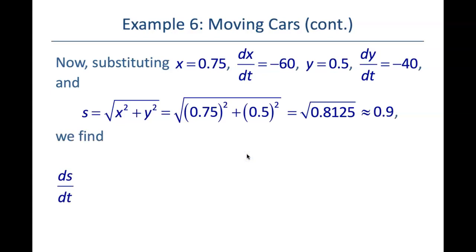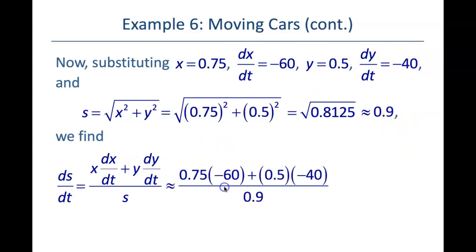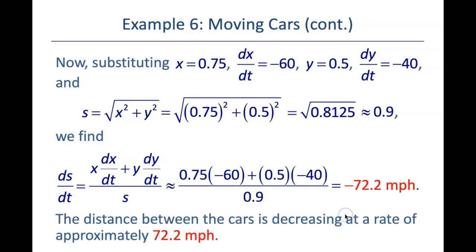So we find that ds/dt, remember it was that mess up on top over s. Oh good, they rewrote it for us, that's nice. So x times dx/dt, that's 0.75 times -60, plus y, which is 0.5 times -40, all over 0.9, and we get -72.2 miles per hour. So that is how fast they're approaching each other. The distance between the cars is decreasing at a rate of approximately 72.2 miles per hour. It's negative, which makes sense because they're getting closer and closer, so their distance is decreasing.